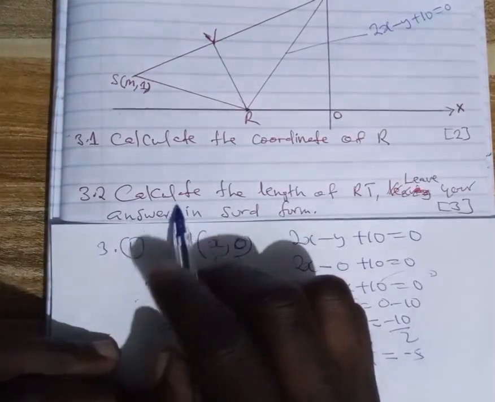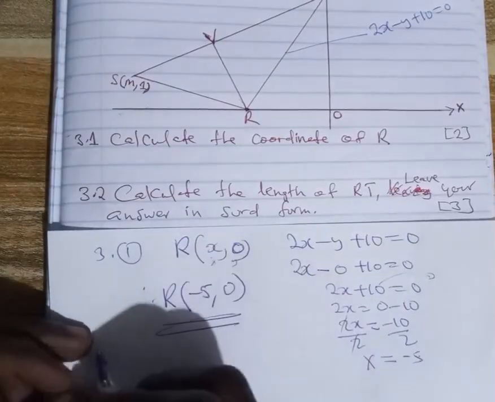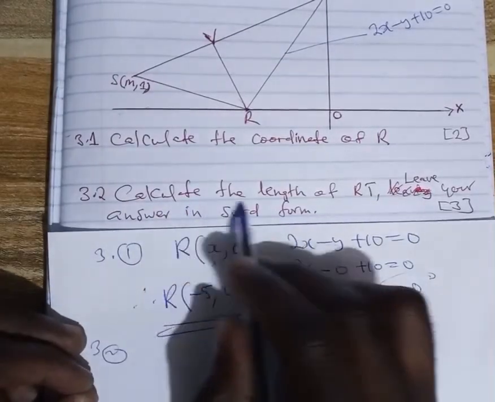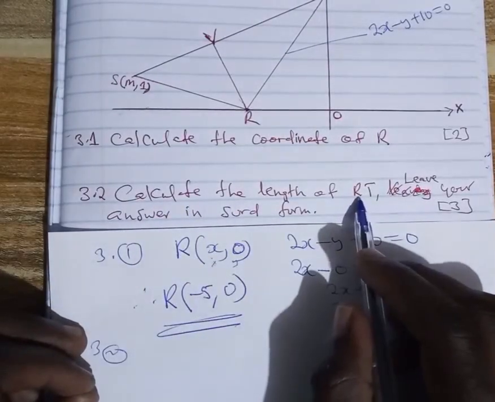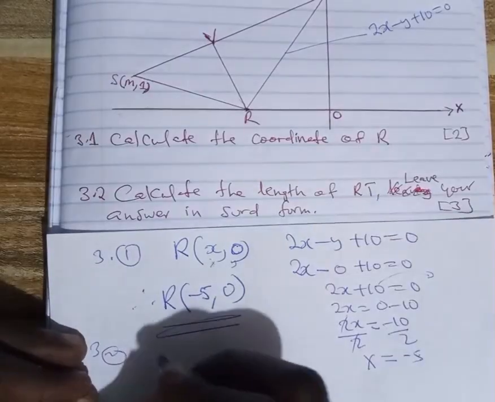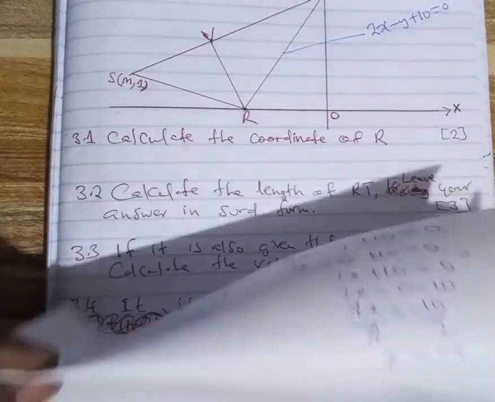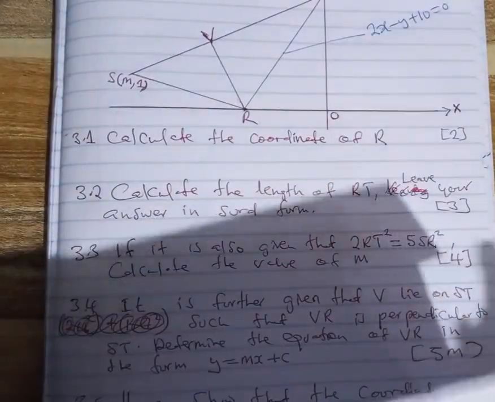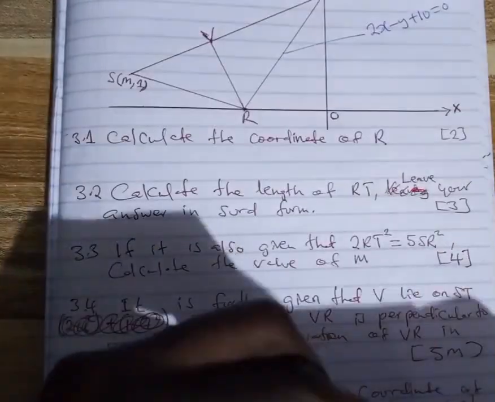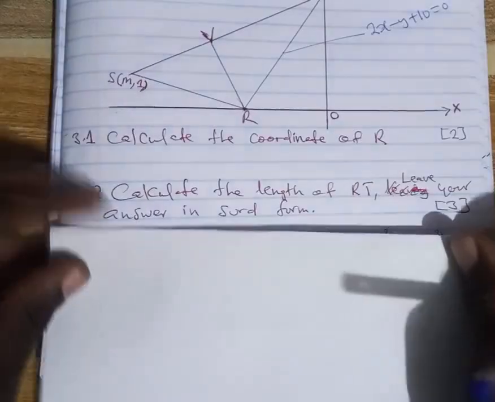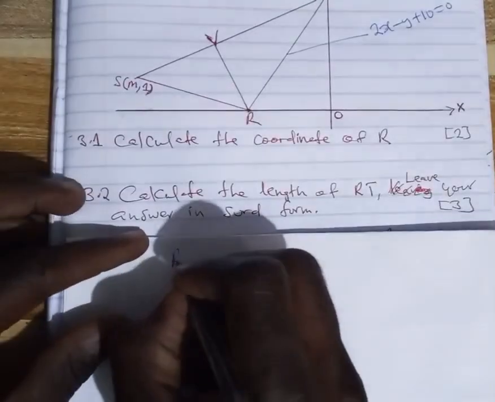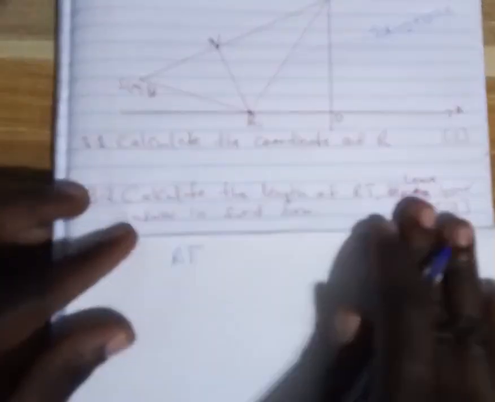Without wasting time, allow me to go to question 3.2. 3.2 is saying, find the length of RT. Let me just fold a bit. Length of RT. They're looking for the length.